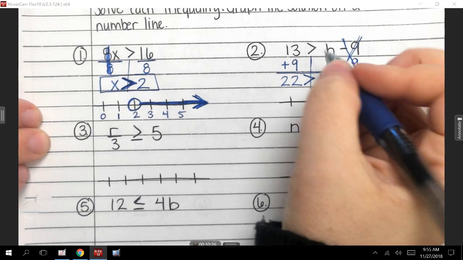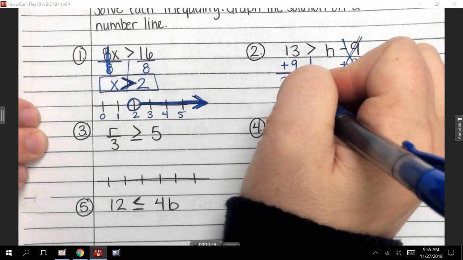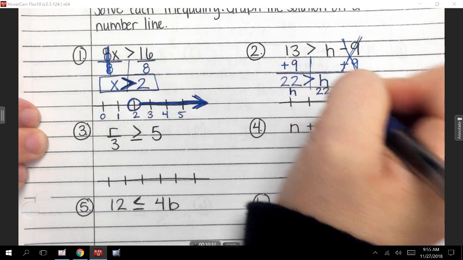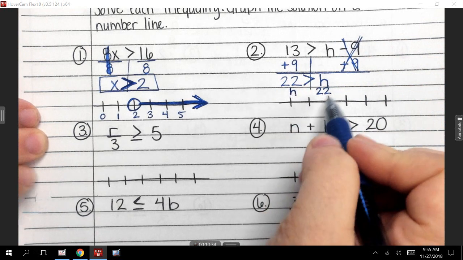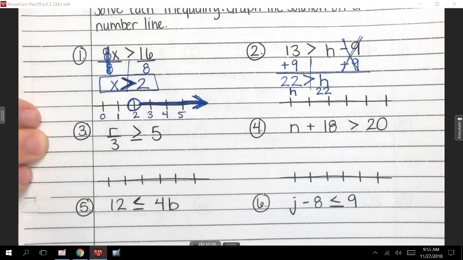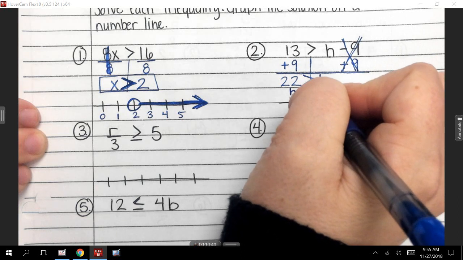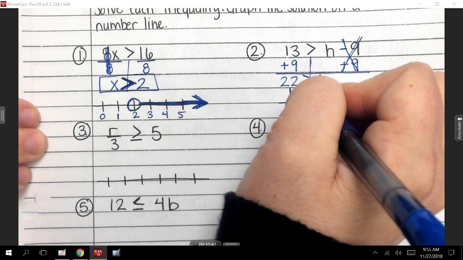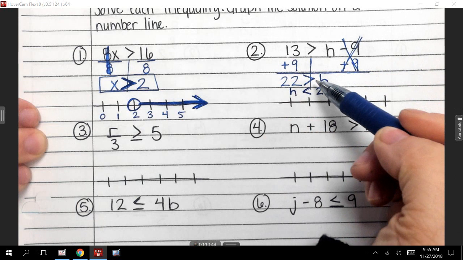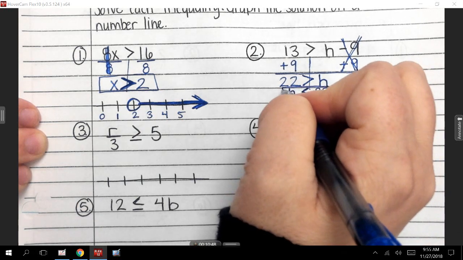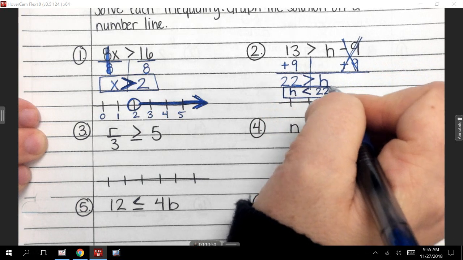The letter should come first. So I'm going to put H in front. And if I put H in front, my 22 has to go to the back. When I switch my H and 22, what else do I have to switch? Aiden? My greater than sign. It has to switch to less than. So it switched directions. So now the answer that I actually want is H is less than 22.